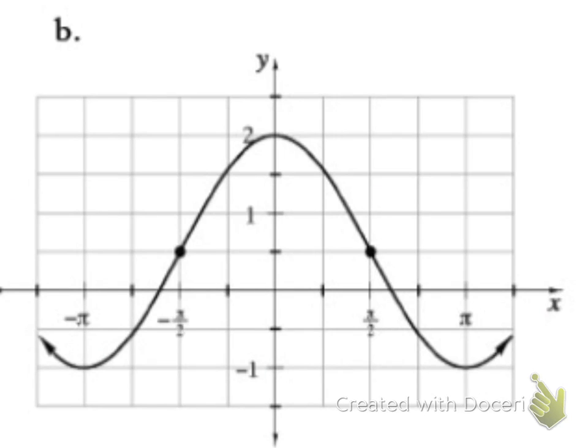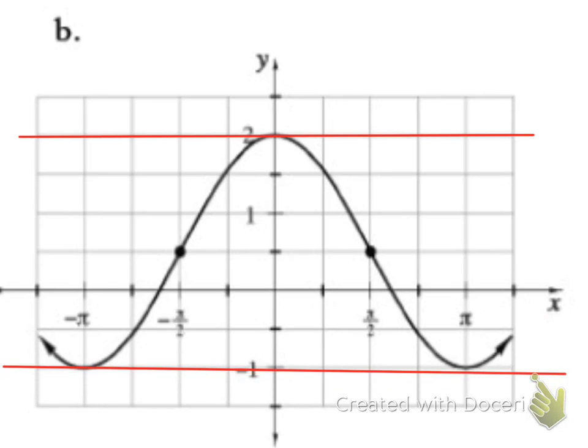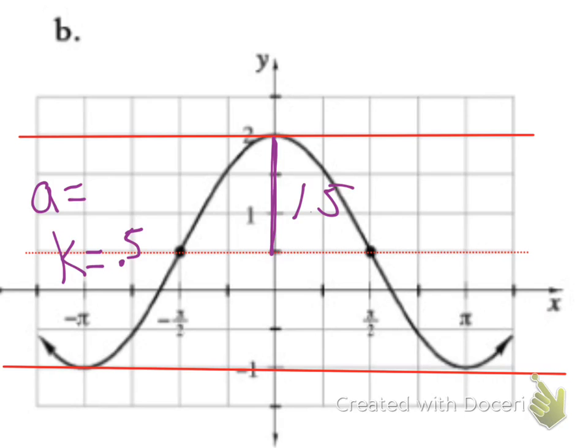Repeating that process for problem B, I'm going to take a look at how high up it goes, and that's up here at 2. How low it goes is down here at -1. And then that'll help me determine where my midline is located. My midline is right here, halfway between there. That k value then is at 0.5. If my k value is 0.5, that means the distance here, which is my amplitude, is 1.5. So I now figured out a is 1.5.